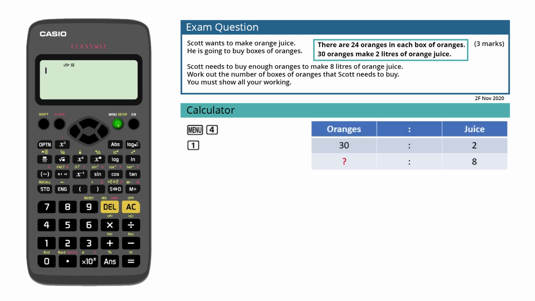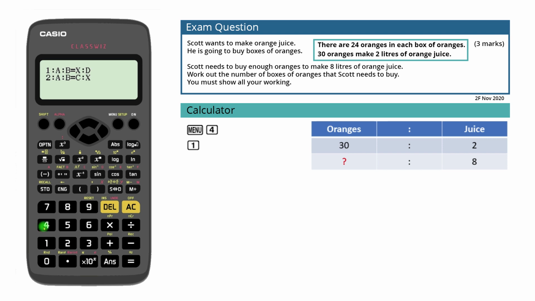To start with, we'll write the information you were given as a ratio and use the headings, oranges and juice. We'll put 30 under oranges and 2 under juice. Scott needs to make 8 litres of juice, so we can write 8 under juice. We want to find the number of oranges needed for 8 litres, so we'll put a question mark under oranges on the same line. On the calculator, press Menu and choose the ratio app 4.